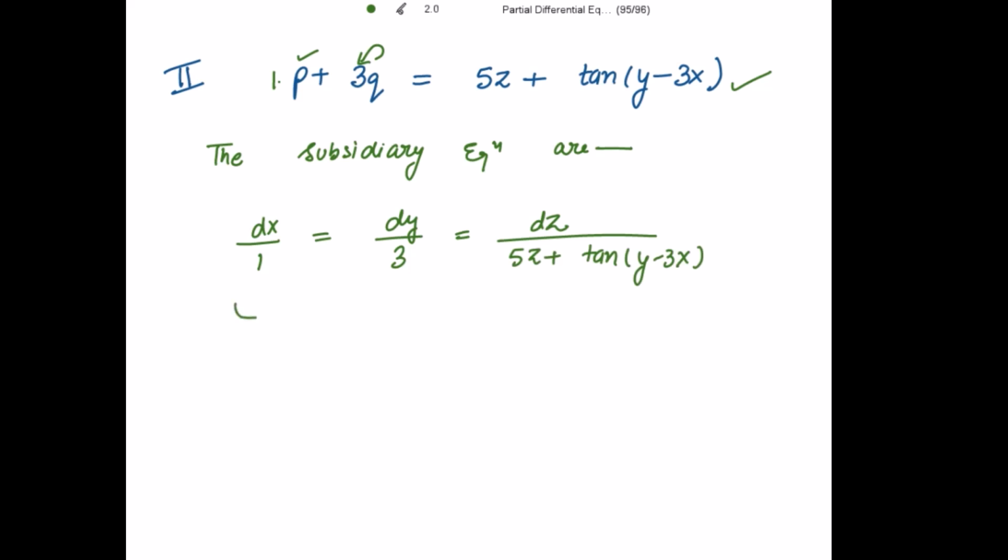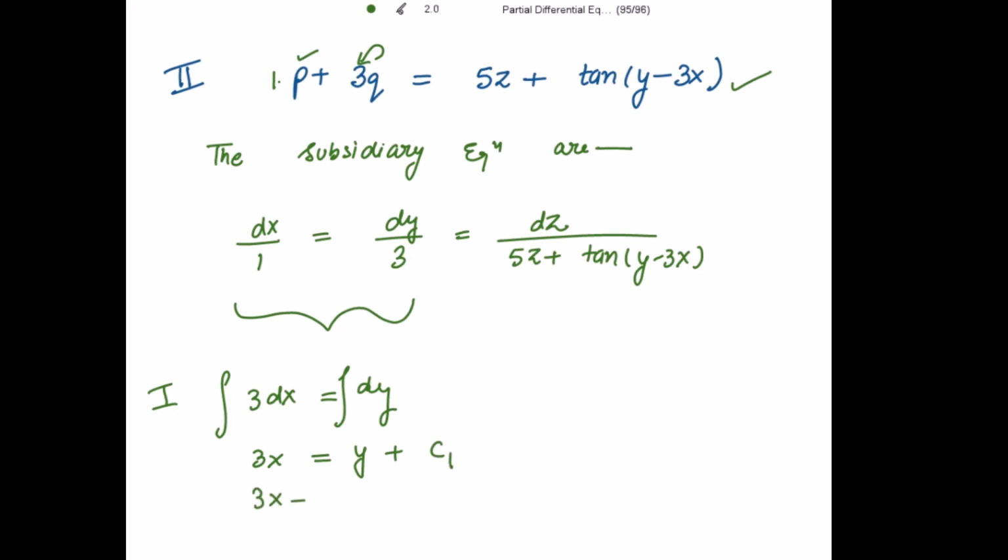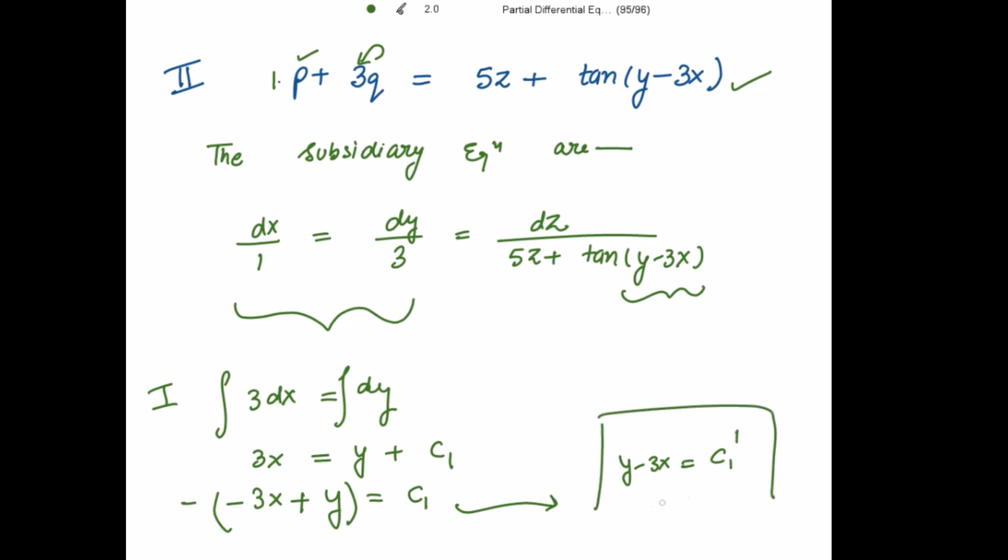Yes, considering these two ratios first, from here we get one way of getting the solution, 3 dx equal to dy. Integrating both the sides, we get 3x equal to y plus c1, or 3x minus y equal to c1. Because I'm having y minus 3x over here, I would like to take minus common. So that becomes y minus 3x equal to minus c1, take that as c1 dash. So this is one way of getting the solution.